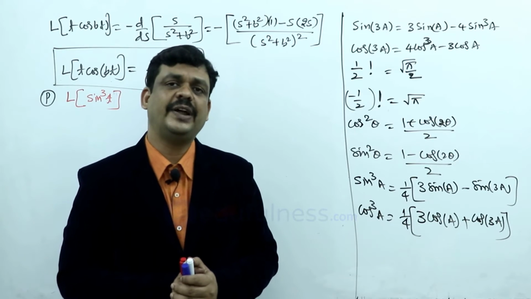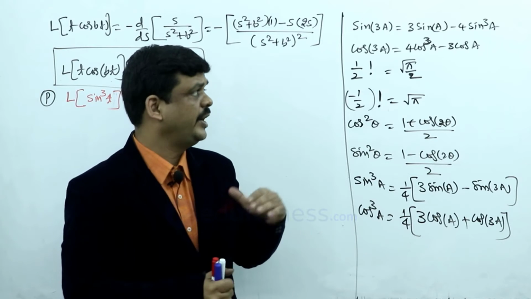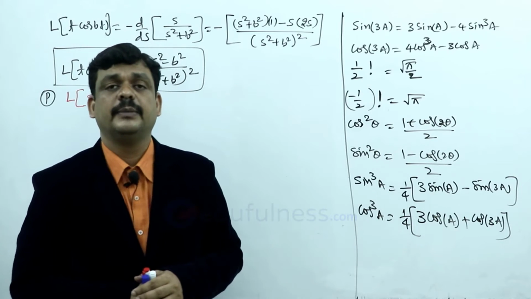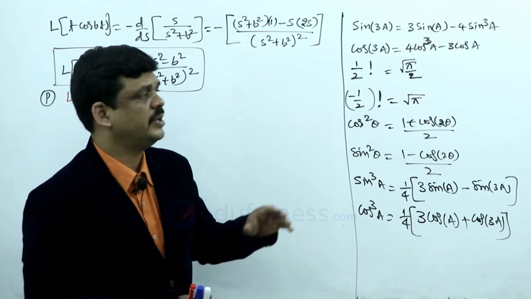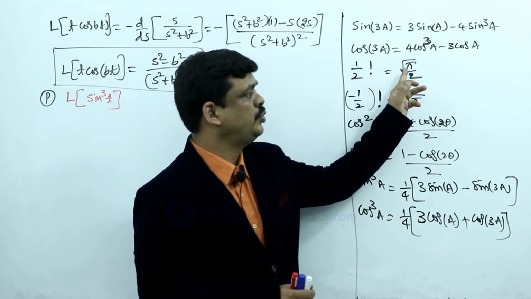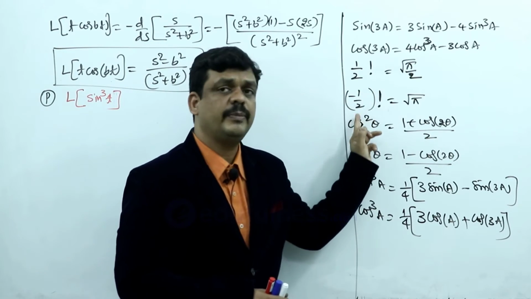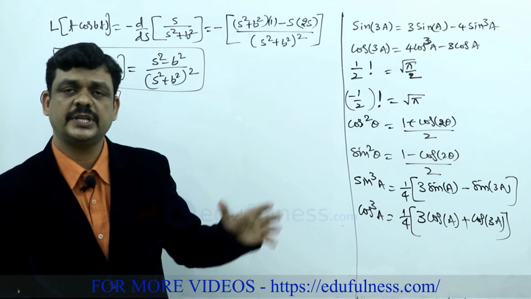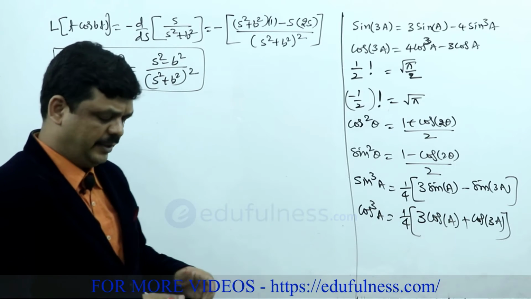So 1 factorial is 1, right? 2 factorial, 3 factorial, we can write like that. But sometimes the given numbers are rational numbers like this. 1 by 2 factorial is root pi by 2, minus 1 by 2 factorial is root pi. These are also some standard mathematical formulas.